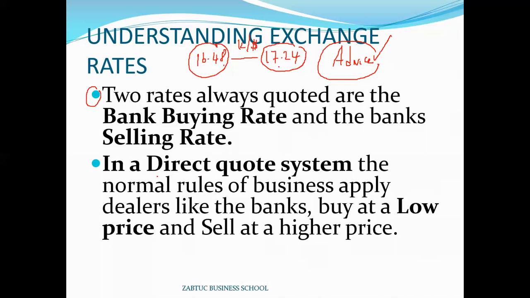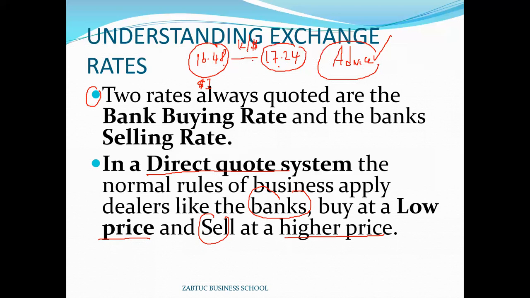Here's your answer. In a direct quotation system, like the one that we have in Zambia and South Africa, the normal rules of business apply. Dealers like the banks buy at a low price and sell at a high price. So here, the bank will buy $1 from Mr. Piri. So they'll buy from me $1 at 16.48. And they'll sell it to Mr. Nkunguru immediately for 17.24.